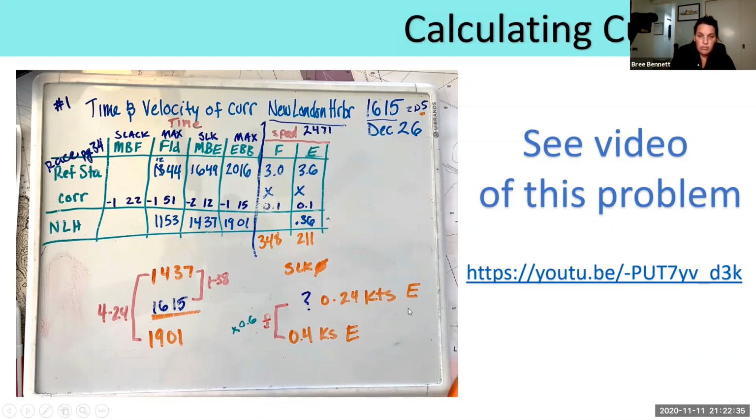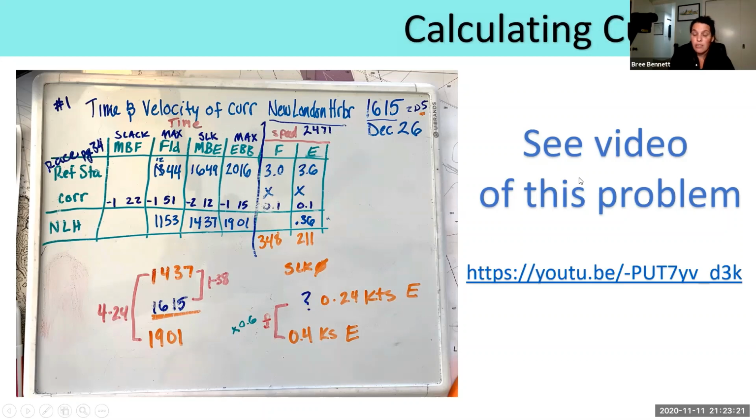And then I do kind of the same setup here with my brackets. I set what information I found here chronologically. So I found that at 1437, I had a slack water. At 1901, I had a maximum ebb of 0.4. So I have to find my interval between slack and max, my interval between slack and desired time, and then I get a factor, and I multiply that factor by my maximum ebb to get me my current at the desired time.